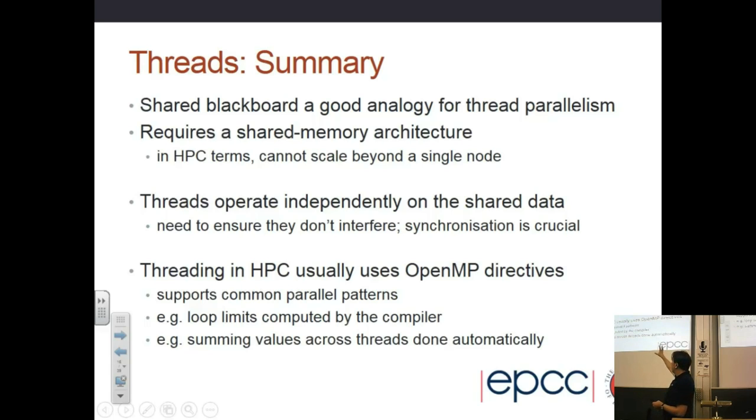But threading in HPC is done using something called OpenMP directives. It supports the common parallel patterns, reductions, splitting up loops into chunks. The compiler can do a lot, but it's not automatic parallelization. It's up to the programmer to identify the parallel loops. So it's fairly explicit, but you say it at quite a high level: split this loop up across two threads into equal sections, please, and then all the mechanics is generated by the compiler. So there is compiler support, but it's not automatic parallelization. It requires input from the user.